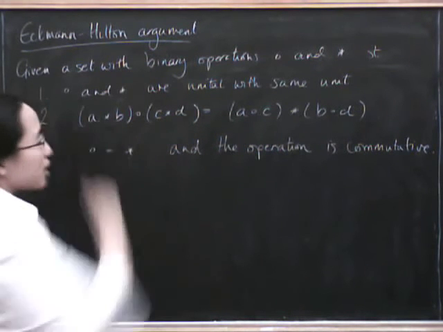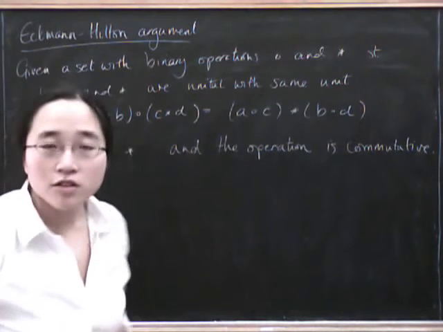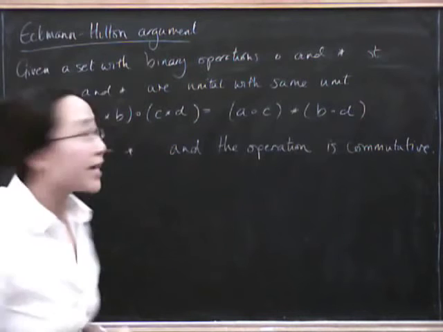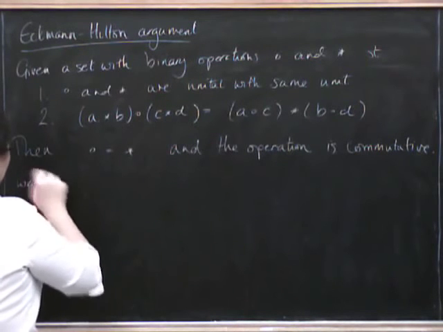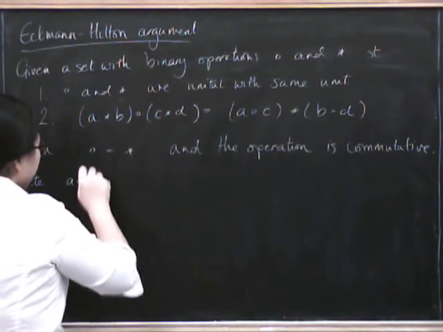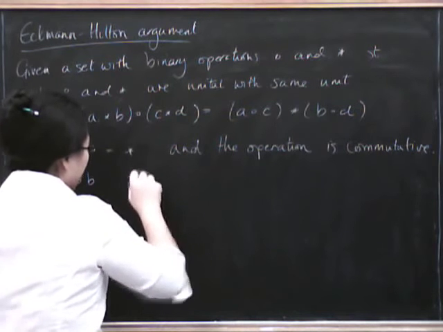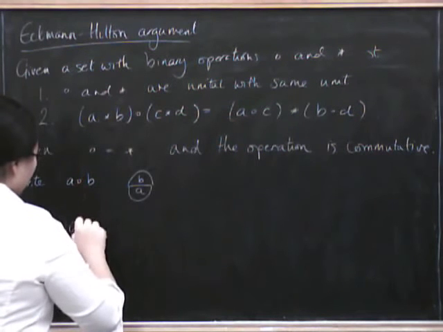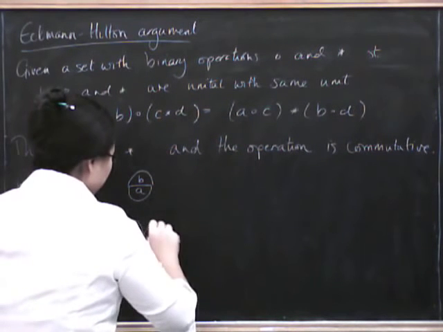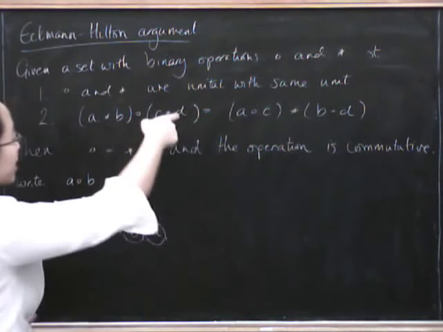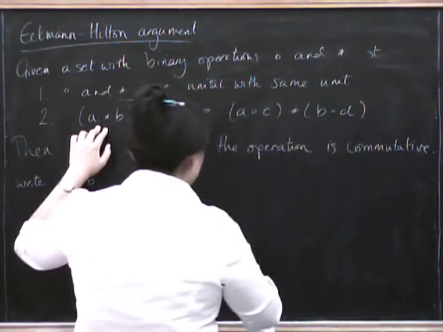Now, I've written these as star and circle to be suggestive, as usual, because these could be vertical and horizontal composition of two cells in a bicategory. So if we write A circle B like this, A, B, and if we write A star B like this, the horizontal composition, then what does this become? Well, this is A star B.